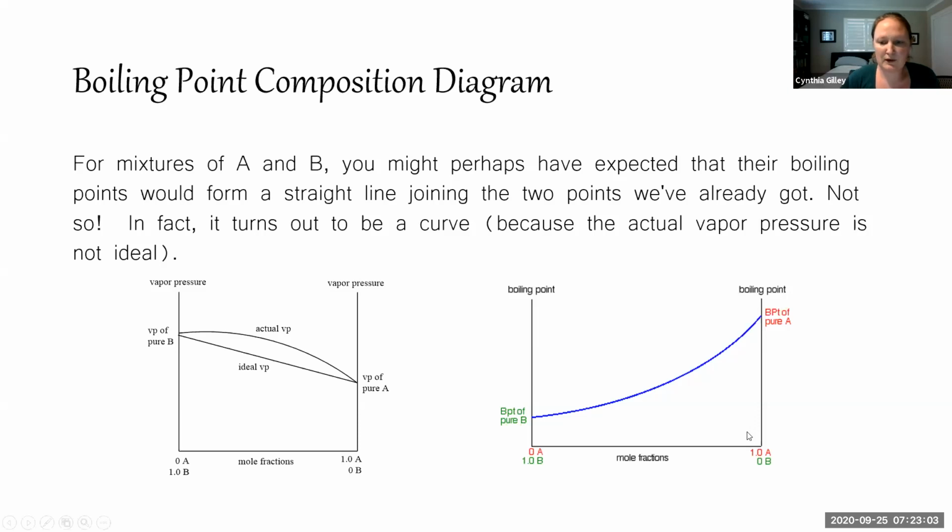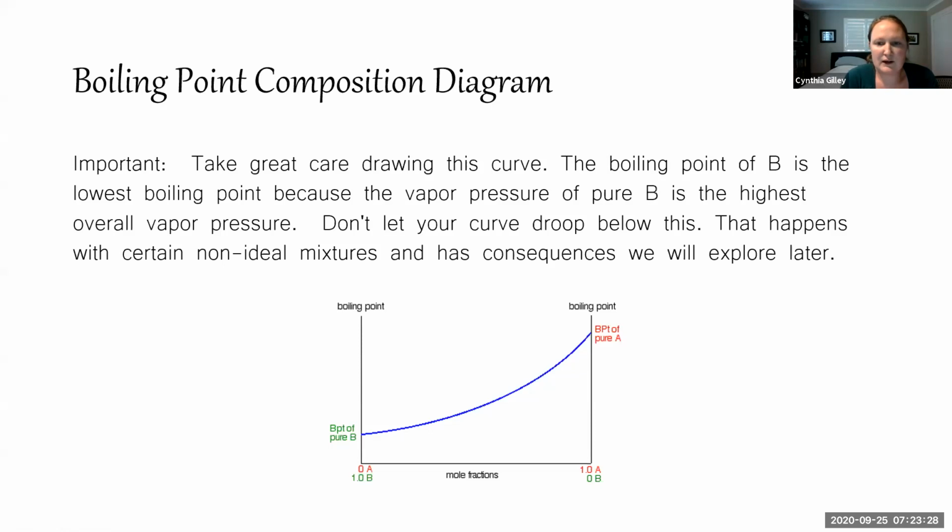So remember that because we're going to have a higher vapor pressure above the liquid in a liquid mixture due to weaker intermolecular forces between molecules A and B, that means that that particular liquid mixture will have a lower boiling point than would be predicted if you had drawn a straight line between the boiling points of A and B.